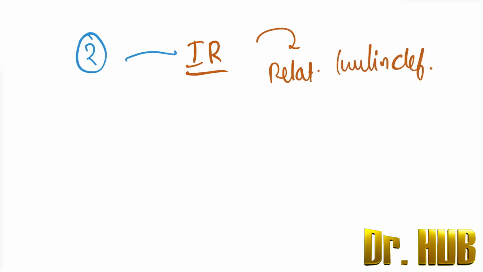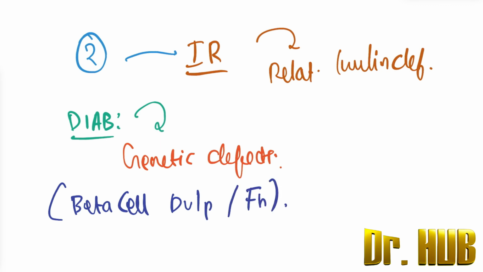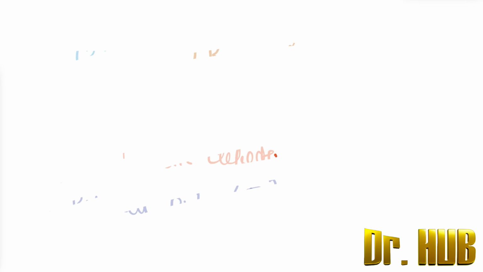Now let's look at other types of diabetes. Other types of diabetes include the genetic defects. Under genetic defects, there are defects of beta cell development or function. Under the beta cell development or function, there is MODY, which stands for maturity onset diabetes of the young.